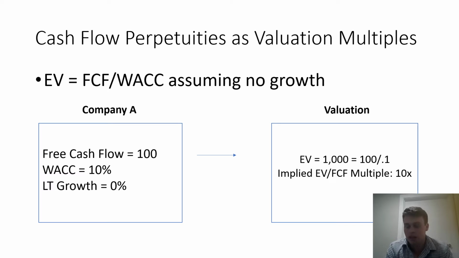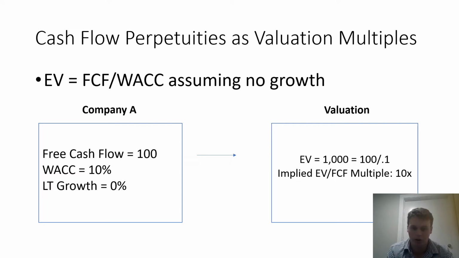So this is just, I tell you, hey, I'm going to give you $100 every year for an infinite amount of time. It's a perpetuity. Then we can figure out how much this perpetuity is worth by just dividing free cash flow, 100, by WACC, 10%. So 100 divided by 0.1 equals 1,000. Free cash flow is 100, EV is 1,000. So this gives us an implied EV to free cash flow multiple of 10x.